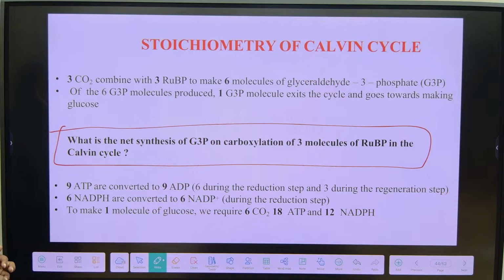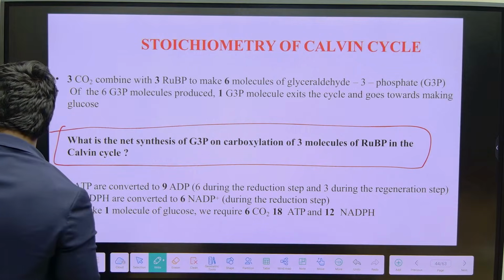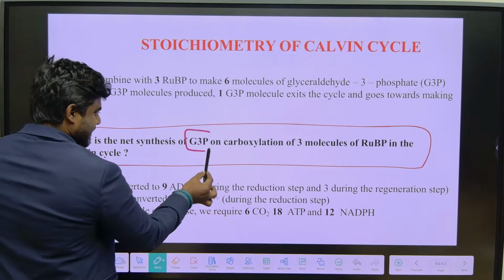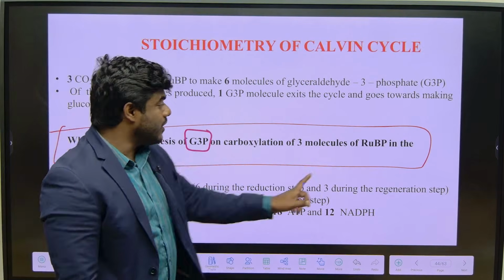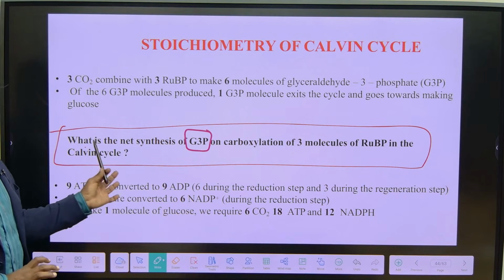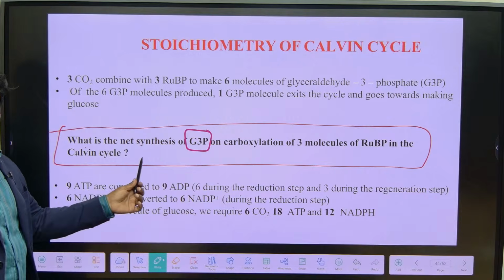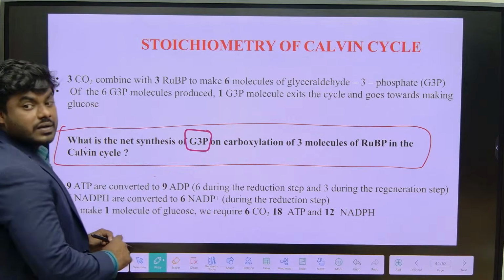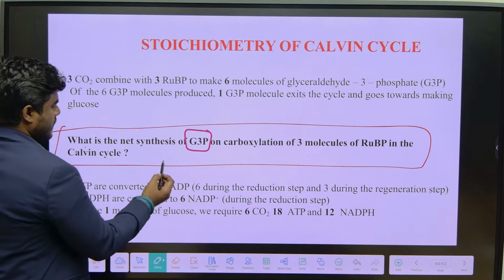Vanilla, what's the answer? Why? Others? Online? Quickly, forgot everyone. Okay, what is the question? What is the net synthesis of G3P on carboxylation of 3 molecules of RuBP in the Calvin cycle? First give me the answers, guesses. Lakshman, what is the answer? Niranjana, what is the answer? And others?